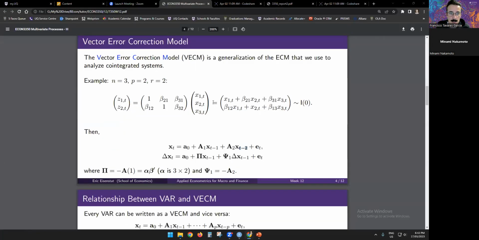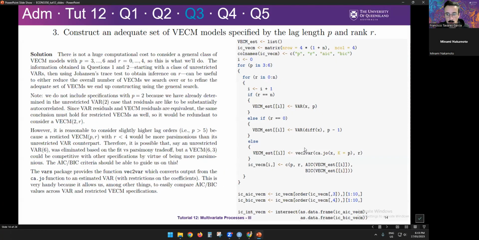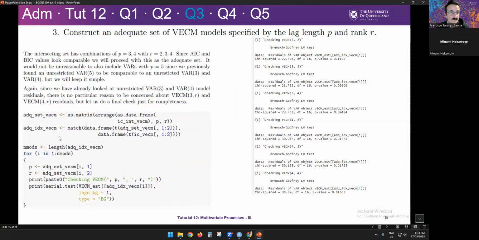All right, let me go back to the slides. So we generated, got the top ones. Next step, this is what we have. Next step, we will be testing for the VECMs using the Breusch-Godfrey test once again. As we did before, the same way it works for VAR, it works for VECM.